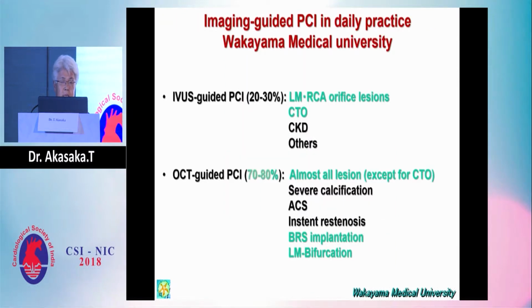Based on this experience, in our institution, we use image-guided PCI in more than 90%, and IVUS guide is only 20 to 30%, especially in left main or RC orifice and CTO, as I already demonstrated. And OCT guide is 70 to 80%. Almost all cases, we can do the OCT guide.